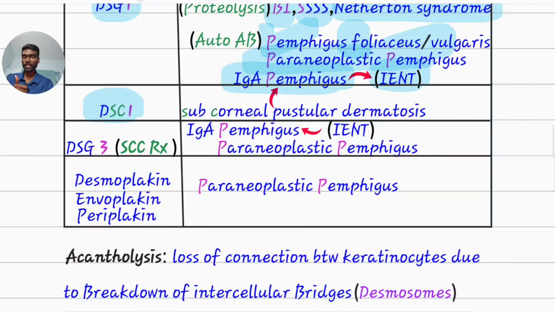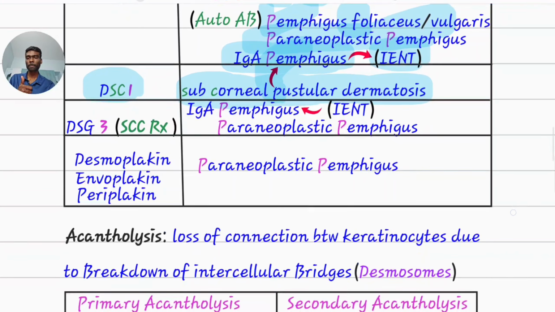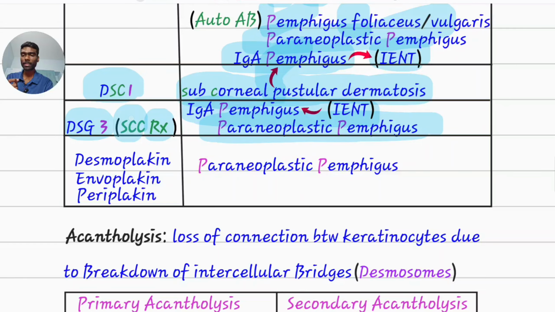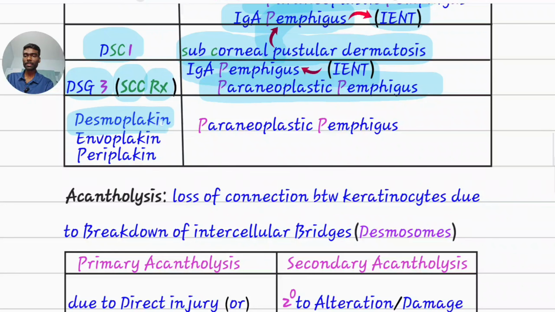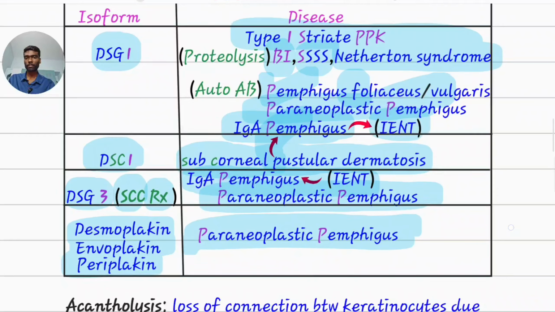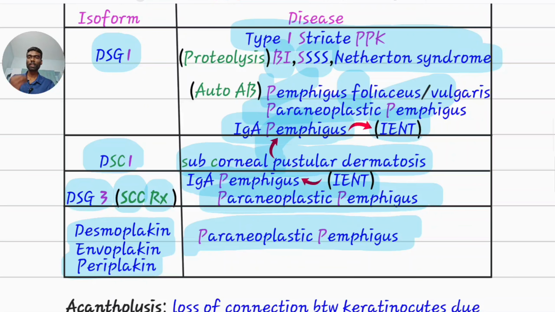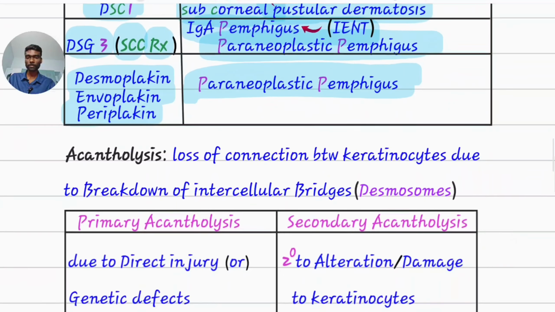Desmocollin 1 is the target in subcorneal pustular dermatosis. It is also a type of IgA Pemphigus. Desmoglein 3, same, IgA Pemphigus, intraepidermal neutrophilic type and paraneoplastic Pemphigus. This desmoglein 3 is the targeted molecular therapy for squamous cell carcinoma. Desmoplakin, envoplakin, periplakin, the entire third protein family is destroyed in paraneoplastic Pemphigus. Here everywhere paraneoplastic Pemphigus is there, attacking all the proteins of all families of desmosomes.